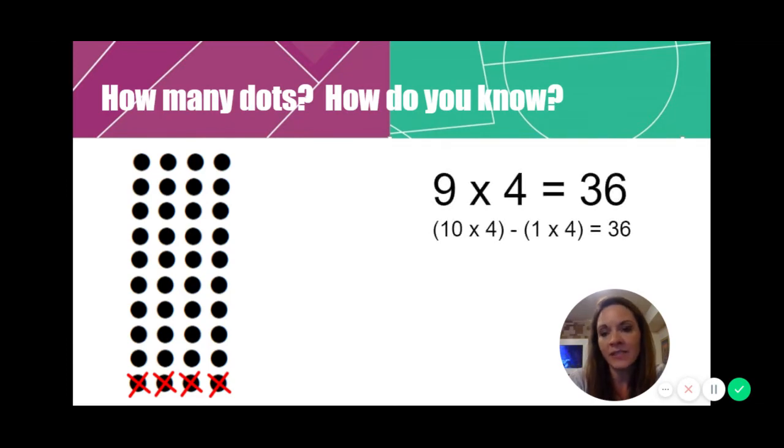Now, instead of having 10 groups of 4, we see 9 groups of 4. And we can visualize this by thinking 10 groups of 4 is 40, and I'm going to take away 1 group of 4, or 4. So 40 minus 4 equals 36, which is the same as 9 times 4, or 4 times 9.